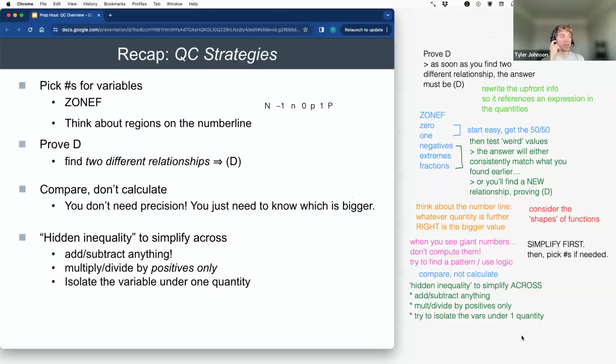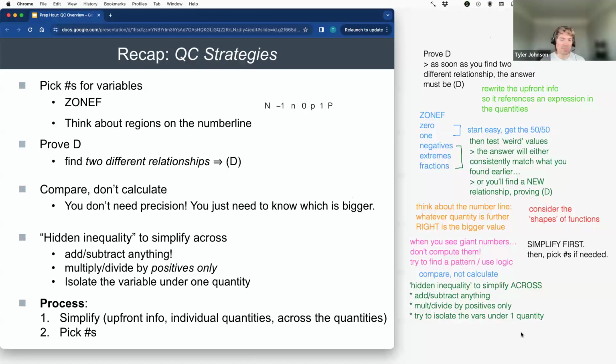Also, don't forget about the hidden inequality. That's one of my favorite techniques for quantitative comparisons. As long as you do the same operation to each side, you can add or subtract anything you want. You can also multiply and divide, but you have to make sure that is only by positives. If you were to multiply by a negative or a 0, it jumbles up the original relationship, and that's not what you're after. And the goal there is to try and isolate the variable under one quantity. So then if you do end up picking numbers, you only have to do it in one spot.